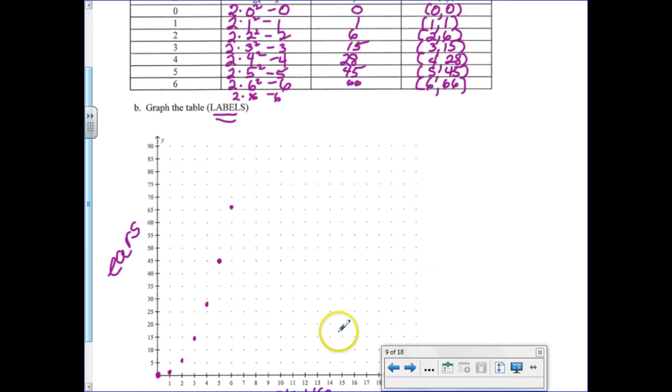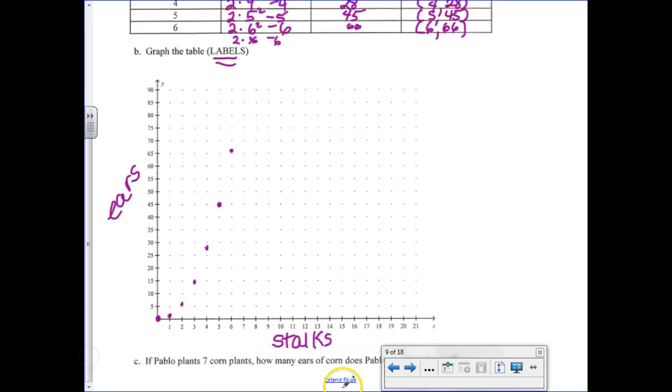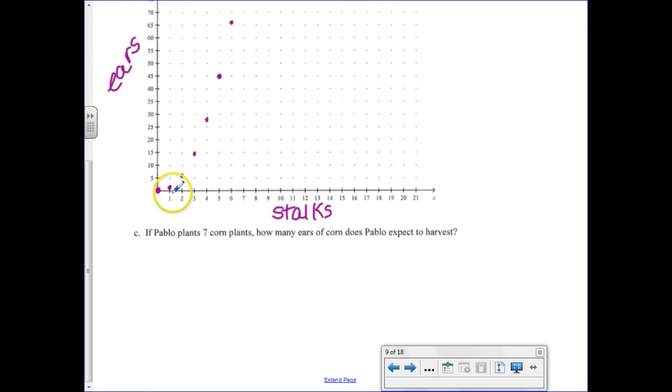Okay? Awesome. Notice this one isn't a straight line. It seems to be kind of curving upward. And if you wanted to connect those, you can. You certainly don't have to. But if you wanted to kind of sketch what this pattern is doing here, you certainly can. So it looks kind of like half of a U shape there.